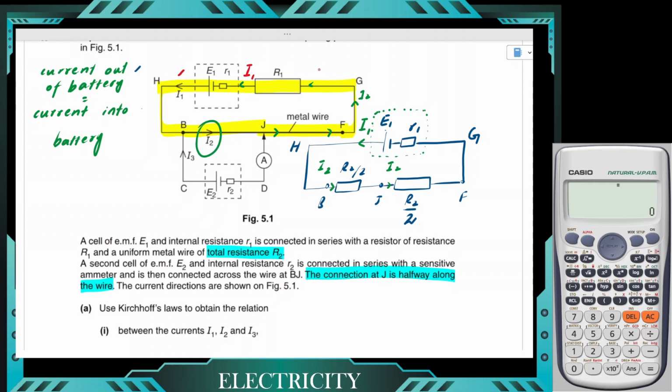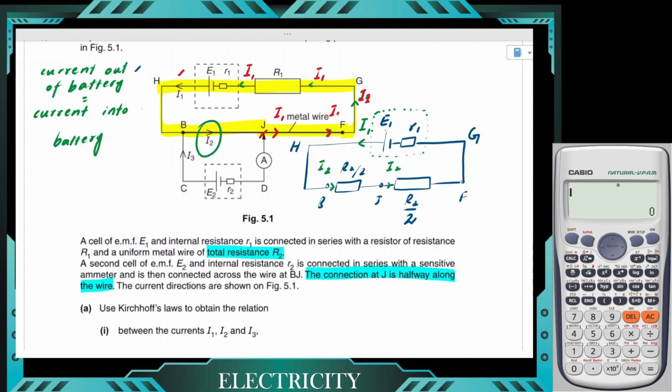And then if I trace it all the way back, it would also be I1 because there's no deviation in the current up till now. There are no branches, there are no different paths, so the current would remain the same, I1. And the current that flows through here would also be I1.